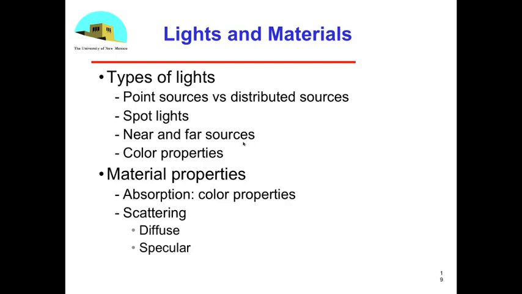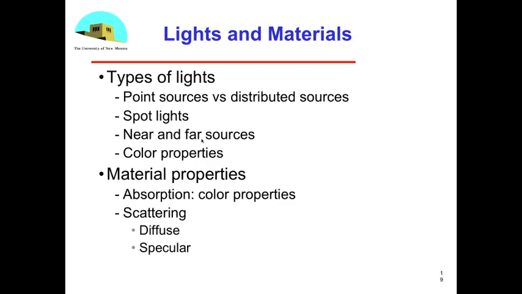Near and far sources are just ways of saying if you move a light really far away, the calculation becomes much simpler. For example, if you think of the sun, it doesn't really matter that if I'm standing behind you, I'm further from the sun than you are. The distance is essentially the same, and we can take advantage of that in our rendering algorithms. Obviously, sources have colors. We'll talk about the color properties. And material properties kind of match the light properties.